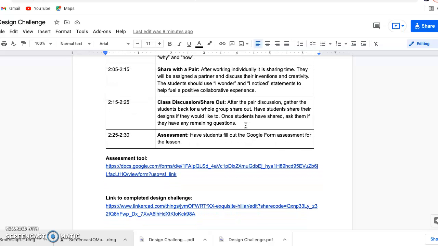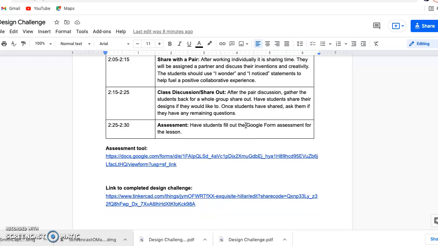So instead of just with 2 people, we're going to have a chance to hear what everybody did and go into different ways that the students decided to improve on their windmill design.